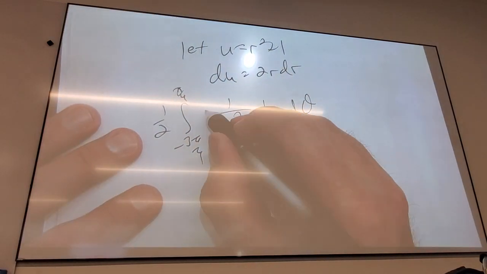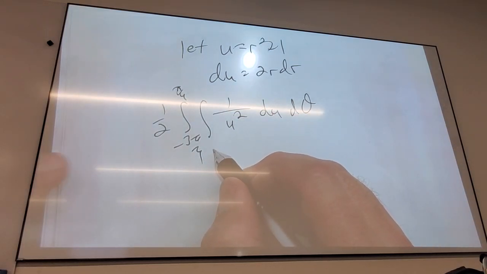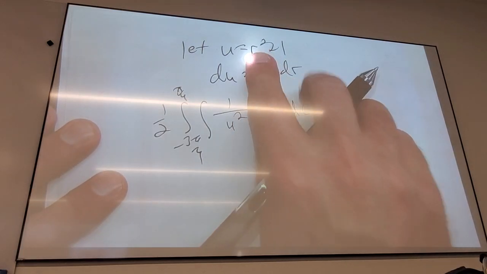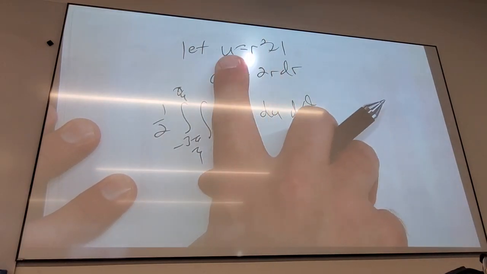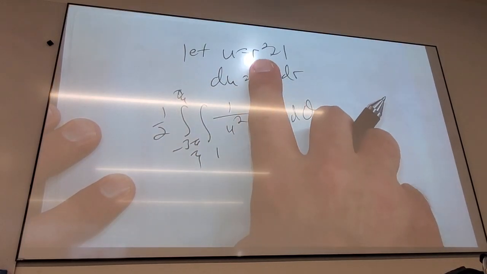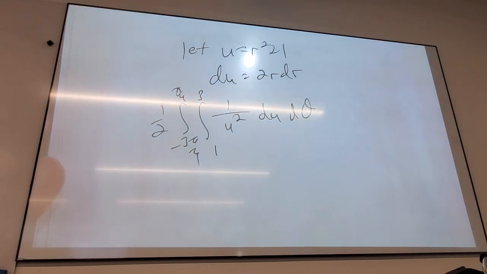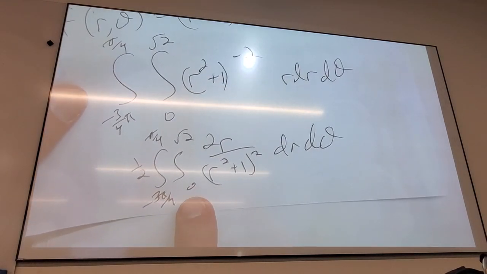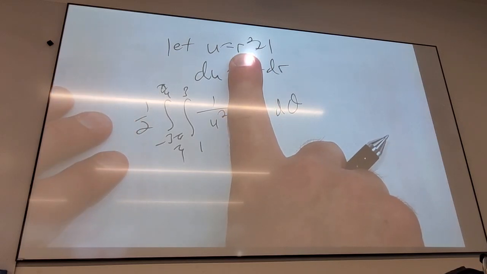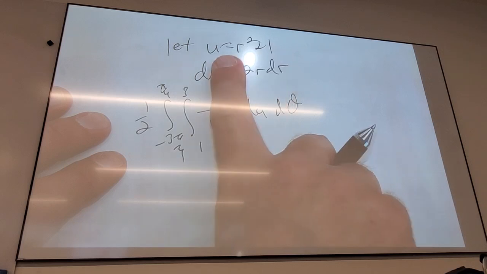Oh, I lost my interval. What do these limits become? Be careful: when r is 0, I get 1. And when r is root 2, I get 3. You see that? r goes from 0 to root 2. u is r squared plus 1. When r is 0, u is 1. When r is root 2, squared is 2, plus 1, u is 3.